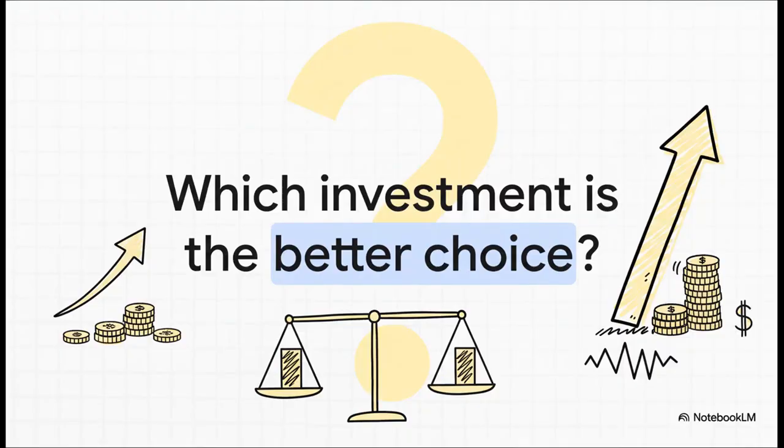To make this super clear, let me just ask you a question. You've got two choices on the table. Investment X, which returned a solid 40%, and investment Y, which returned a whopping 60%. Based on that alone, it seems like a no-brainer, right? But just hang on a second.